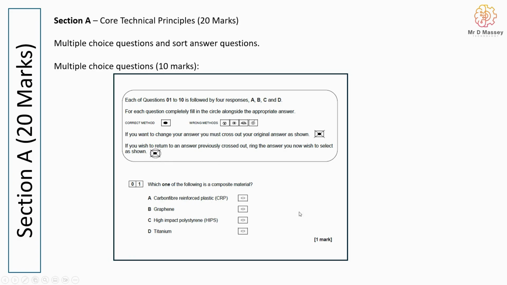So here's one of the 1 mark multiple choice questions. Which of the following is a composite material? And I'd expect you to know the answer to this, but if you're unsure, it's A, carbon fiber reinforced plastic. So it's carbon fibers cast in epoxy or polyester resin to create a really rigid, strong, but lightweight material. It should be used in sports cars, bicycles, tennis rackets, and hockey sticks and such like.